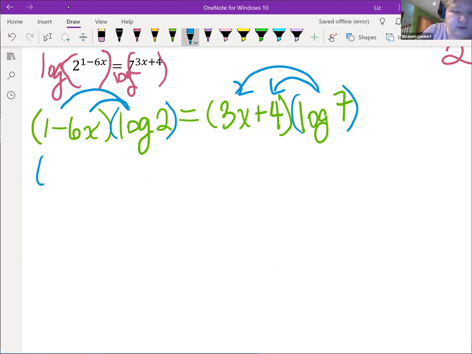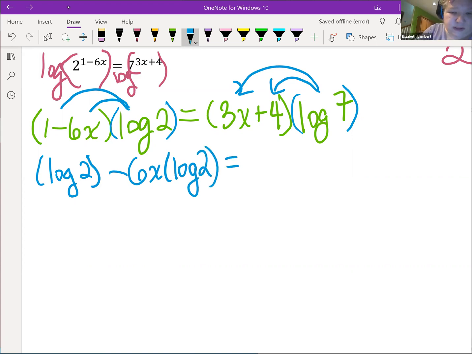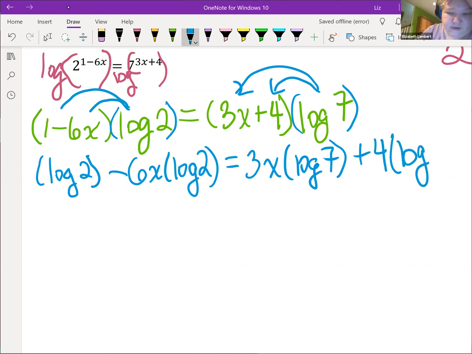So we have the log of just 2 minus 6x times the log of just 2 equals 3x times the log of just 7 plus 4 times just the log of 7. So again, you could just think of them like they were 2 and 7. What would I do if it was just those numbers? And just do that. So I have number minus numbers multiplied to x, more numbers multiplied to x on the other side, and just number.